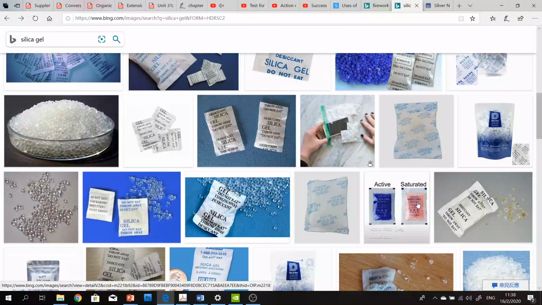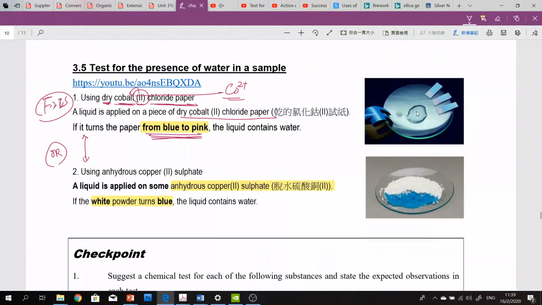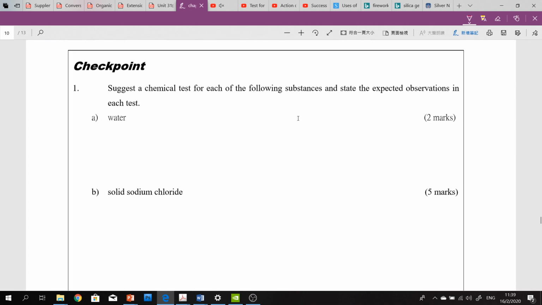Do you know why? Because the oven will apply heat, which will drive away the water, and the pink silica gel will turn back to blue, and you can reuse it. So this is what we will talk about, the uses of cobalt(II) chloride. It's not just the paper, but I also blend it together with silica gel. So I will just stop it here, and we'll go to the checkpoint.